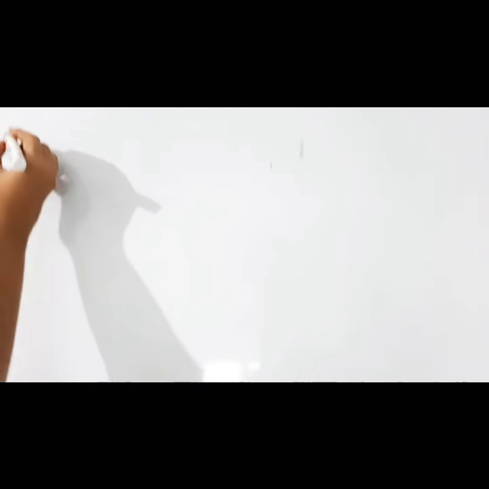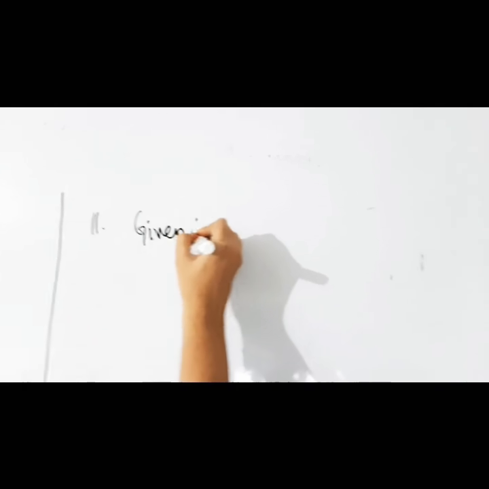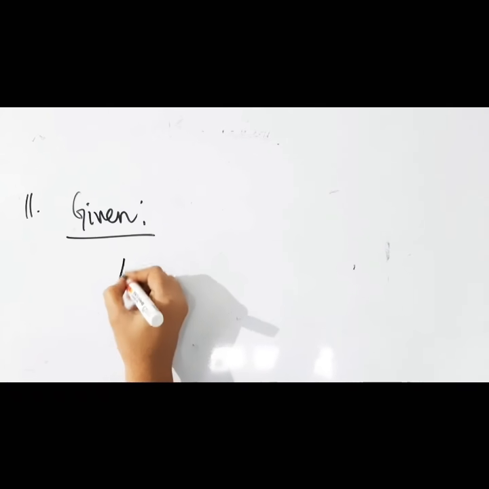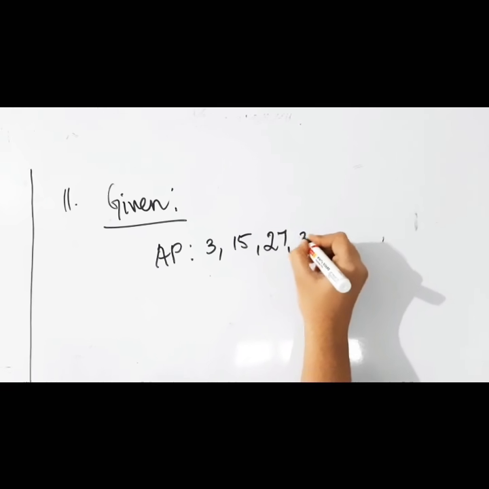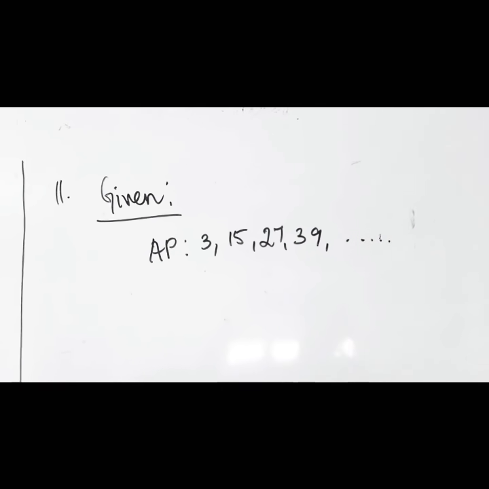Question number 11. Which term of the AP 3, 15, 27, 39 will be 132 more than its 54th term? Underline the words which term in your content book. What does the phrase which term represent? We need to find N. What is given in the 11th question? They gave you an AP. What is that AP? 3, 15, 27, 39, etc.